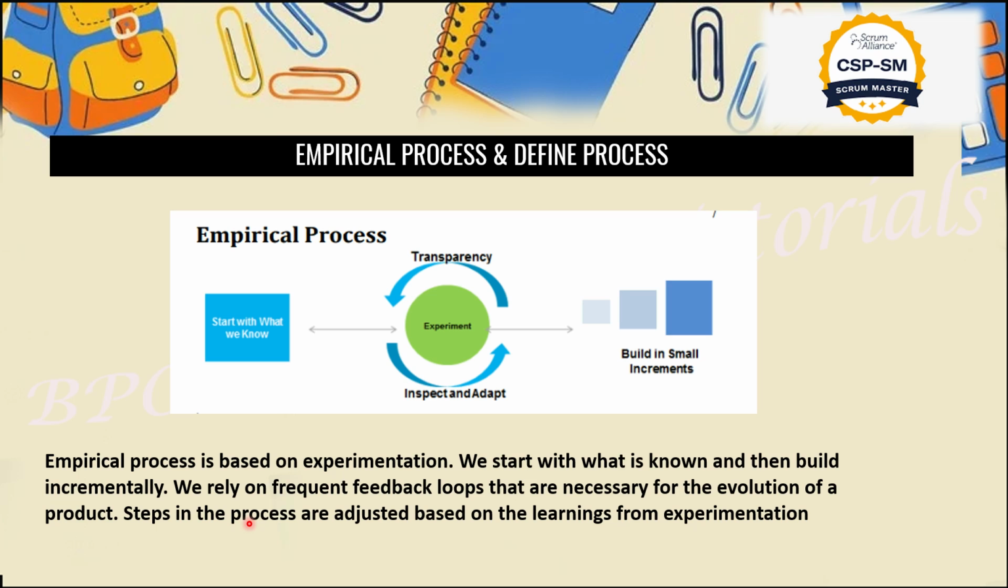We rely on the frequent feedback loop that is necessary for the evaluation of the product. We definitely take feedback from our customer and see what changes they require. We come back, implement them, again divide our task into parts, and then start our work. Steps in the process are adjusted based on the learning from the experimentation. So this is the empirical model.